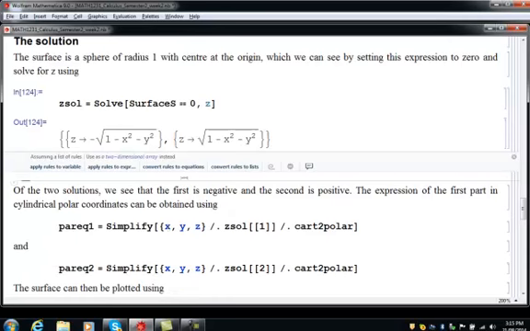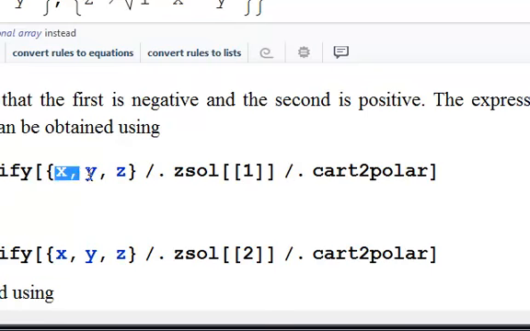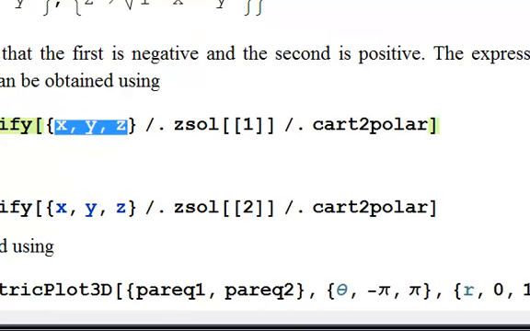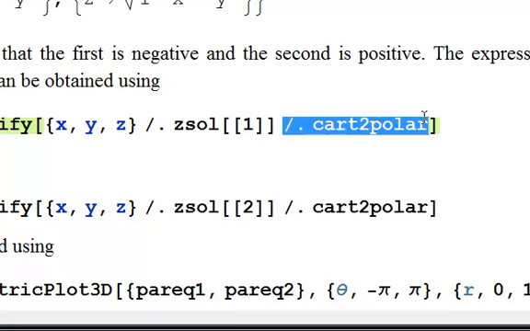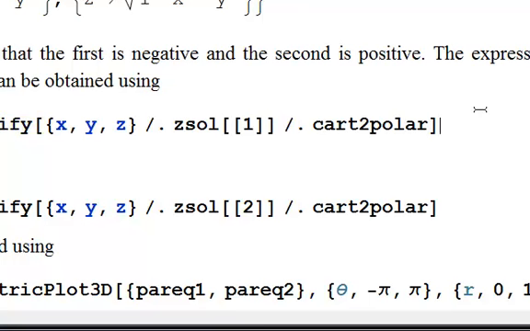And of the two solutions, we can see the first is negative and the second is positive. So these two solutions give z for the lower and the upper hemisphere. And for the first part, we can get a parametric representation in cylindrical polar coordinates by replacing z by this solution here and using our previous expression for the transformation from Cartesian to polar coordinates.